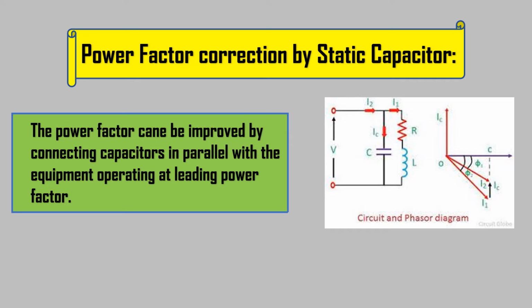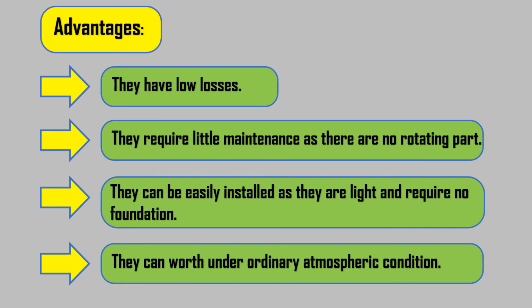There are many advantages of using power factor correction by static capacitors; a few are here. Number one, they have low losses. Number two, they require little maintenance as there are no rotating parts. Number three, they can be easily installed as they are light and require no foundation. Number four, they can work under ordinary atmospheric conditions.